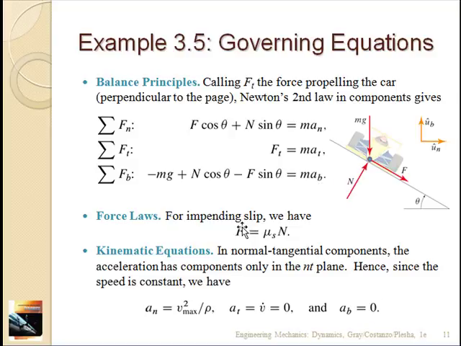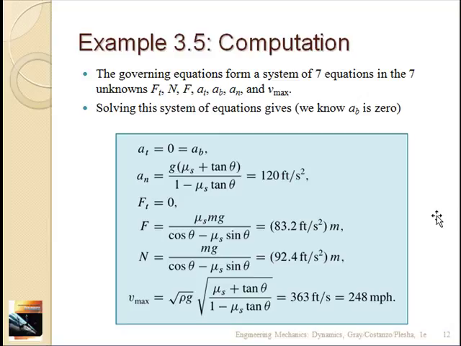F is the friction force. It's just mu times N. We ignore this T direction out of the page. And then since we're moving in a circular arc, a_N is the square of the speed divided by the radius of curvature. So this gives us 7 equations and 7 unknowns. We can solve those. Turns out the acceleration in the N direction is 120 feet per second squared. The frictional force turns out to be 83 feet per second squared.